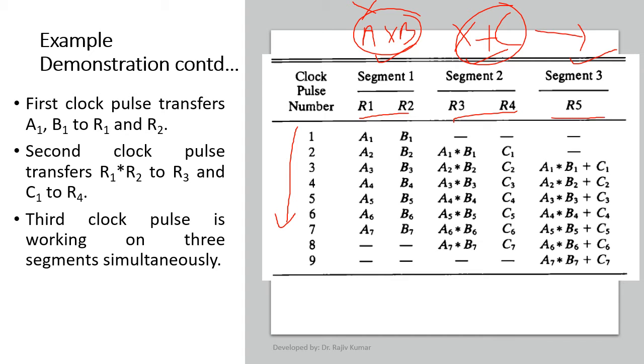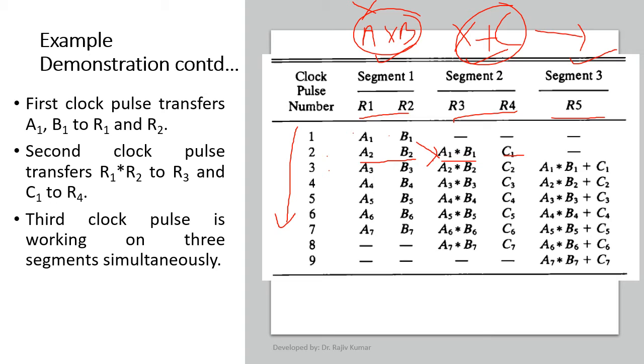And the third stage is for the first one register only. So as per the timing, we feed in the values of A1, B1 into R1, R2. During clock pulse 2, our A1, B1 have moved to the next segment where they are being multiplied, and C1 is being prepared. Fine. In the meantime, the new values A2, B2 have entered segment 1.